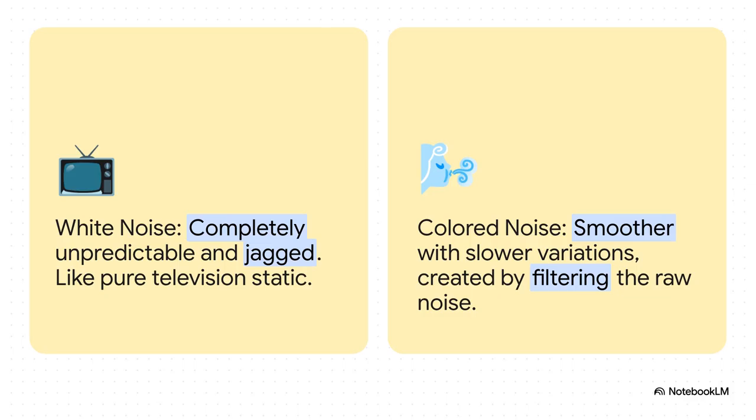But here's the catch. You can't just use pure randomness. If you do that, you get what's called white noise. And it's like TV static. It's too jagged, it changes way too fast. It's not like real wind at all. Real wind gusts are slower, they have more flow to them. So to get that, we have to filter the white noise, smoothing it all out into what's called colored noise. And that has the slower, more natural feel we're looking for.